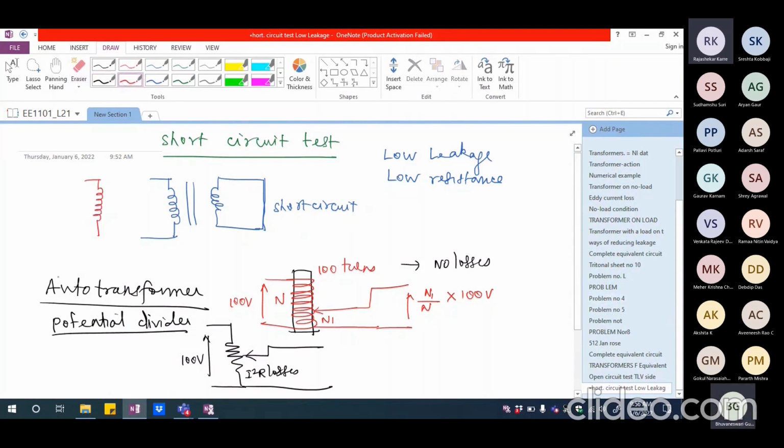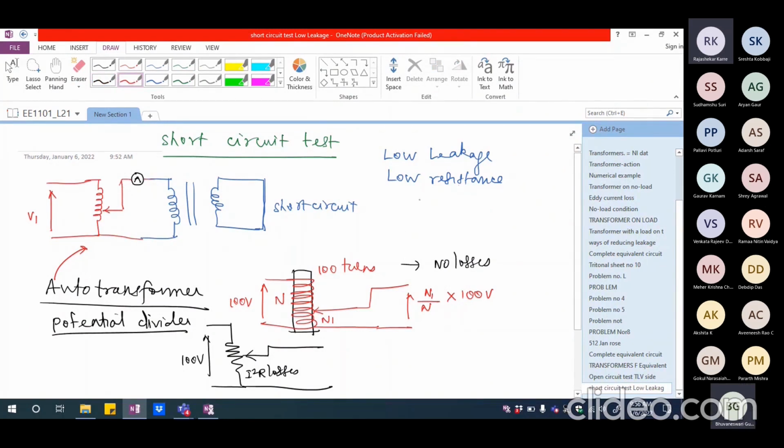Let me show an auto transformer like this. I'm going to apply the rated voltage V1 here, and I will adjust the voltage as per my requirement by using a variable terminal. I will have an ammeter here, of course, and this ammeter you have to constantly watch. As you increase the voltage slowly, you have to watch this ammeter so that it does not exceed the rated current.